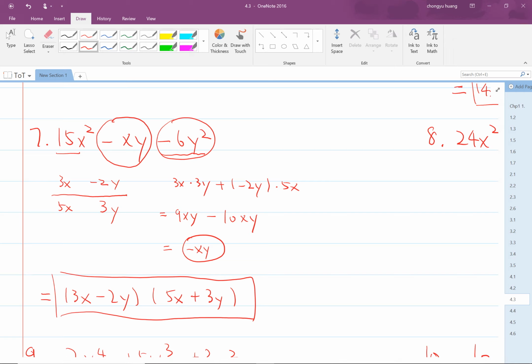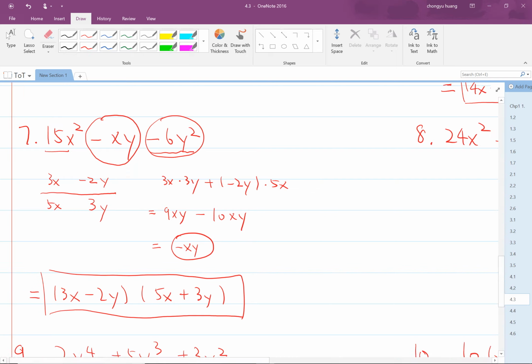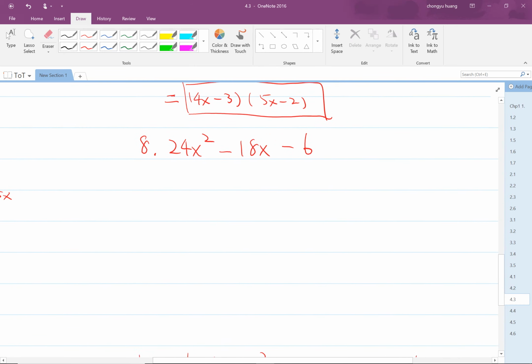All the steps below the answer are all the details. You don't need to show it. You just write them on paper. Okay, so let's move into question 8.